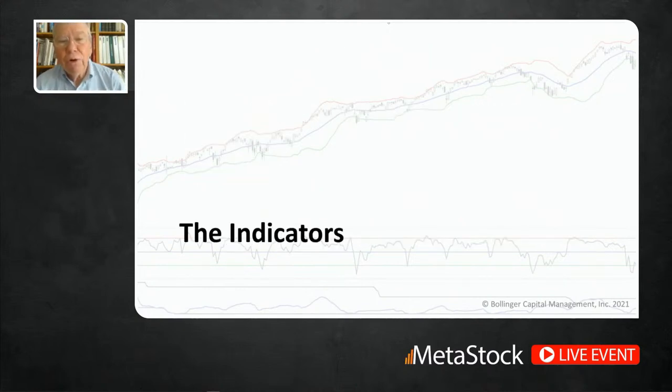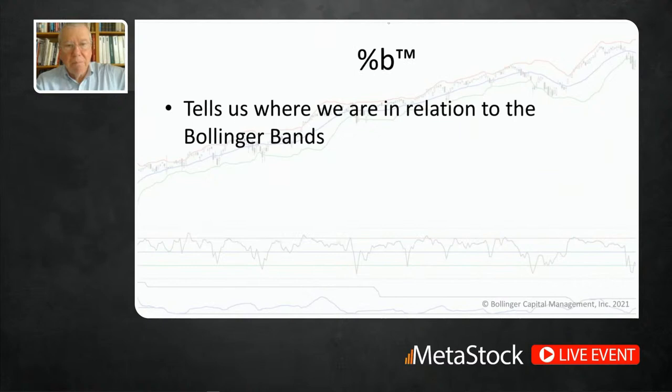So in order to go any further, in order to achieve our aims, I need to introduce a couple of Bollinger Band indicators. The first one is going to be percent B. And percent B tells us where we are in relation to the Bollinger Bands.